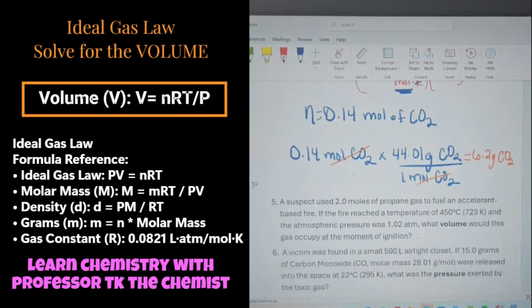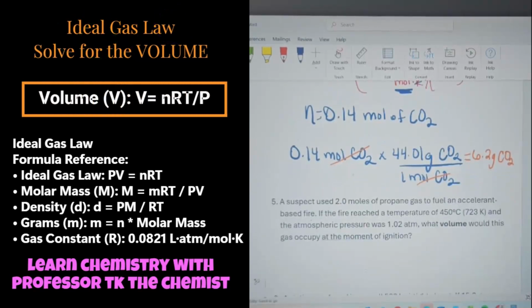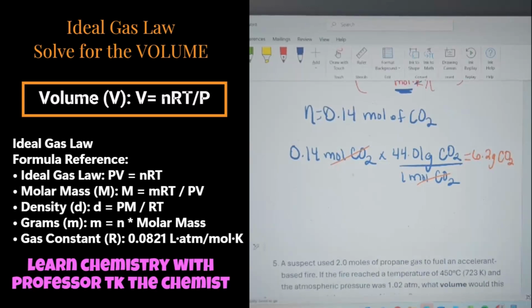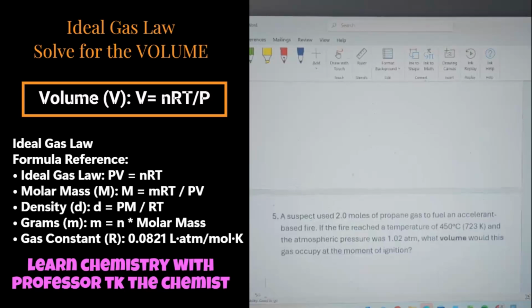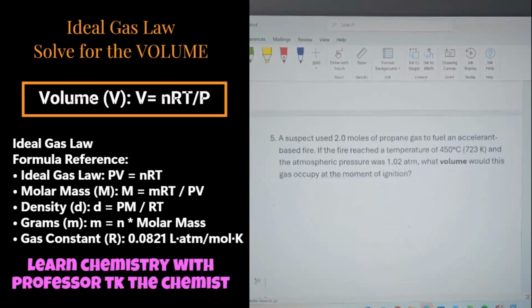Now, we're going to solve for volume in this next problem, right? So if you look at number 5 right here, let's go ahead and solve for volume. Again, you all know we're still talking about the ideal gas law, okay? Because we're looking for volume, the formula is nRT over pressure, all right?